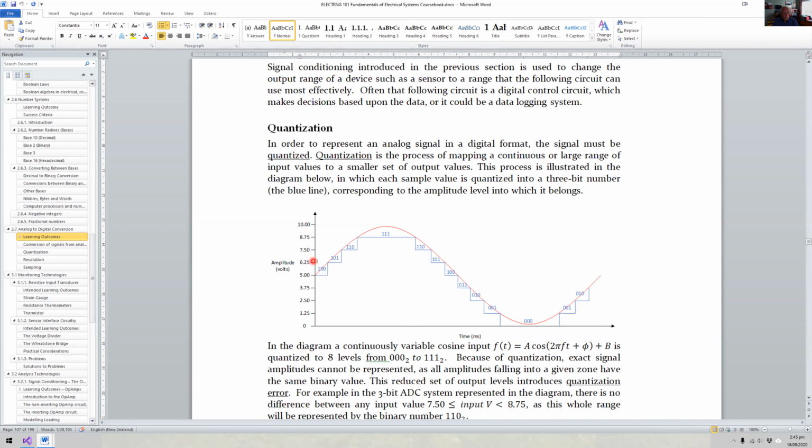Now, of course, once this reaches 6.25 volts, the output of the ADC will become 101, and it will stay that until it gets to just below 7.5 volts. And when it hits 7.5 volts, it will then become 110, and the output will stay that way until the voltage in reaches, or just below, 8.75.